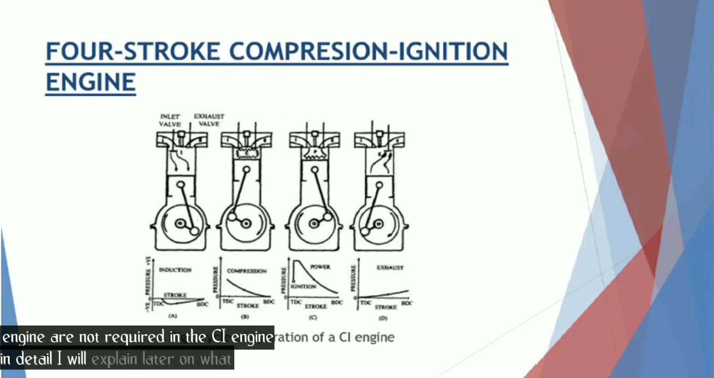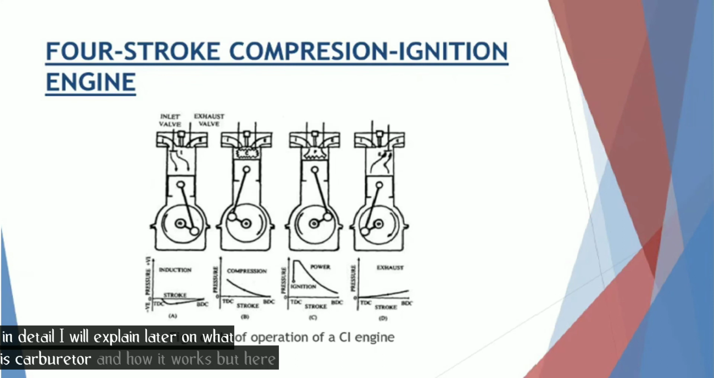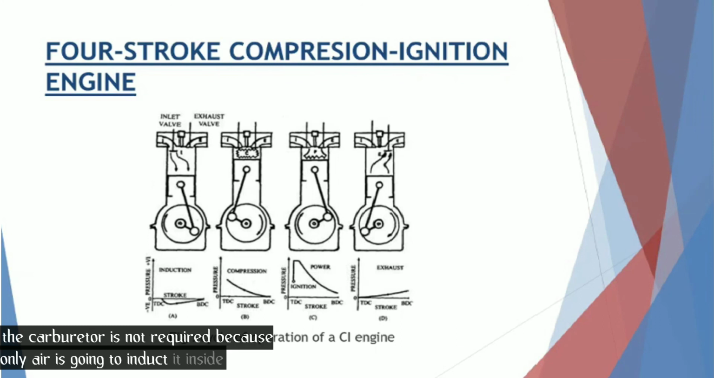In detail, I will explain later on what is a carburetor and how it works. But here, in the SI engine, we use an air-fuel mixture, so to give the proper amount of the air-fuel mixture, the carburetor is required. But in the case of compression ignition, the carburetor is not required because only air is going to be inducted inside the cylinder. So now let's discuss each stroke in detail.